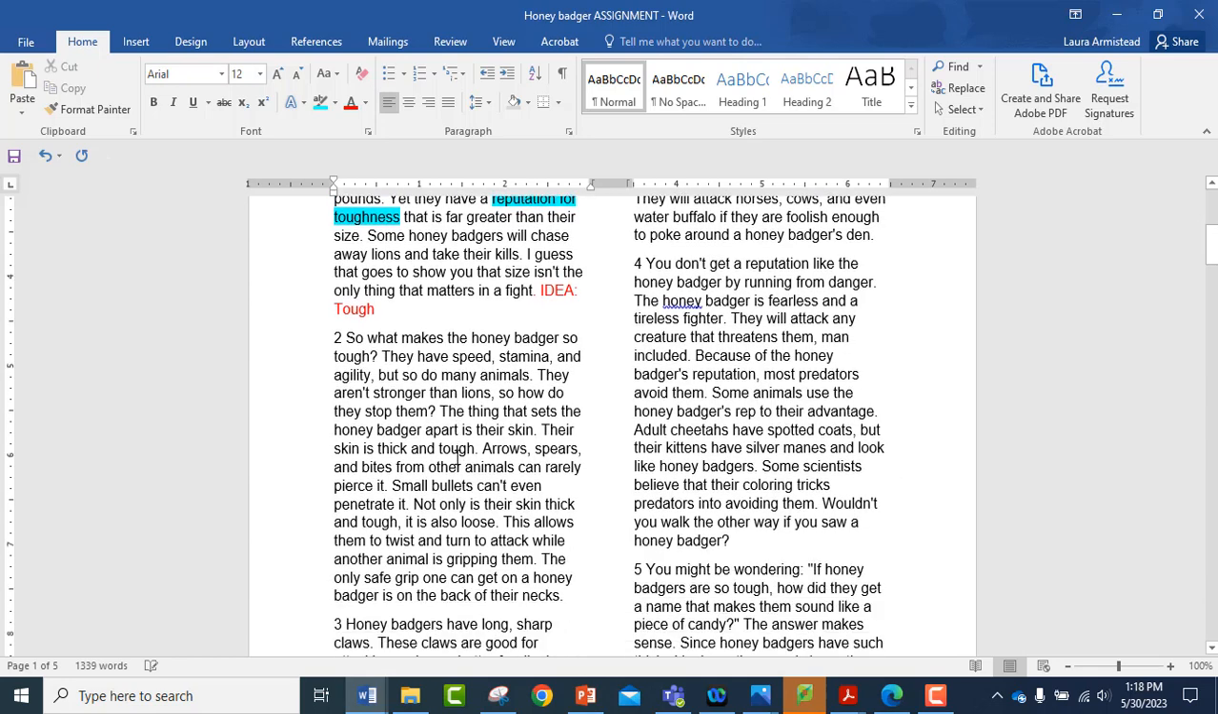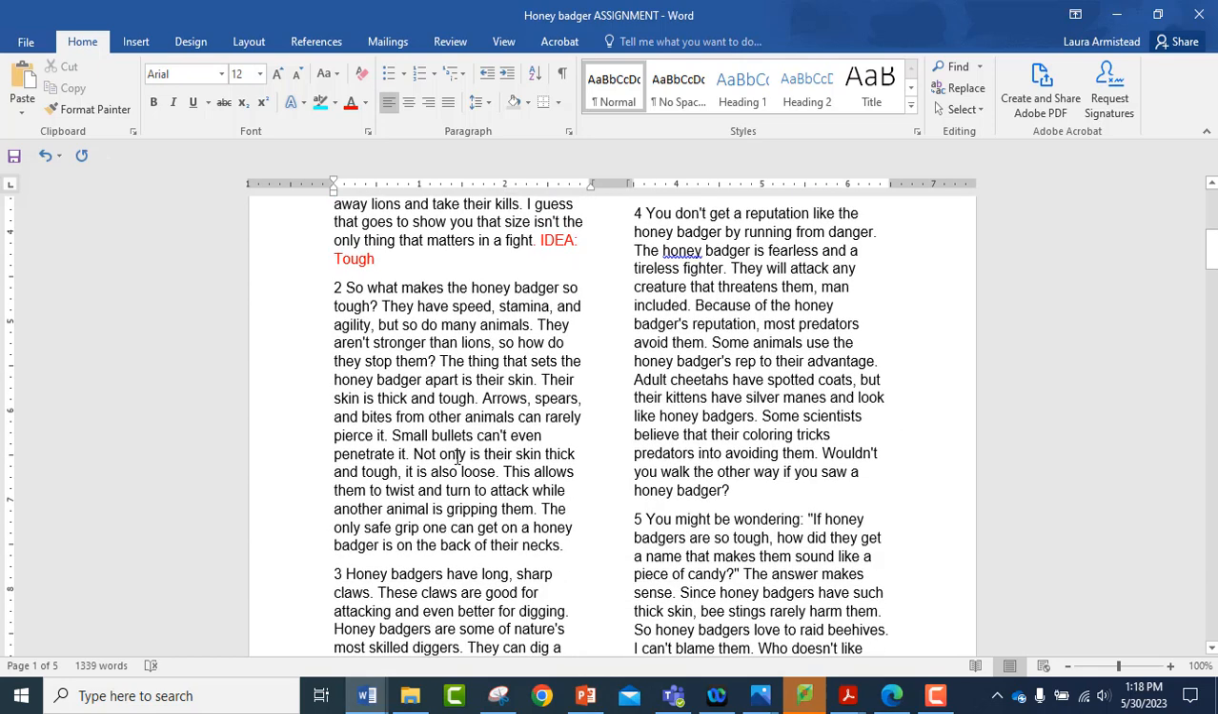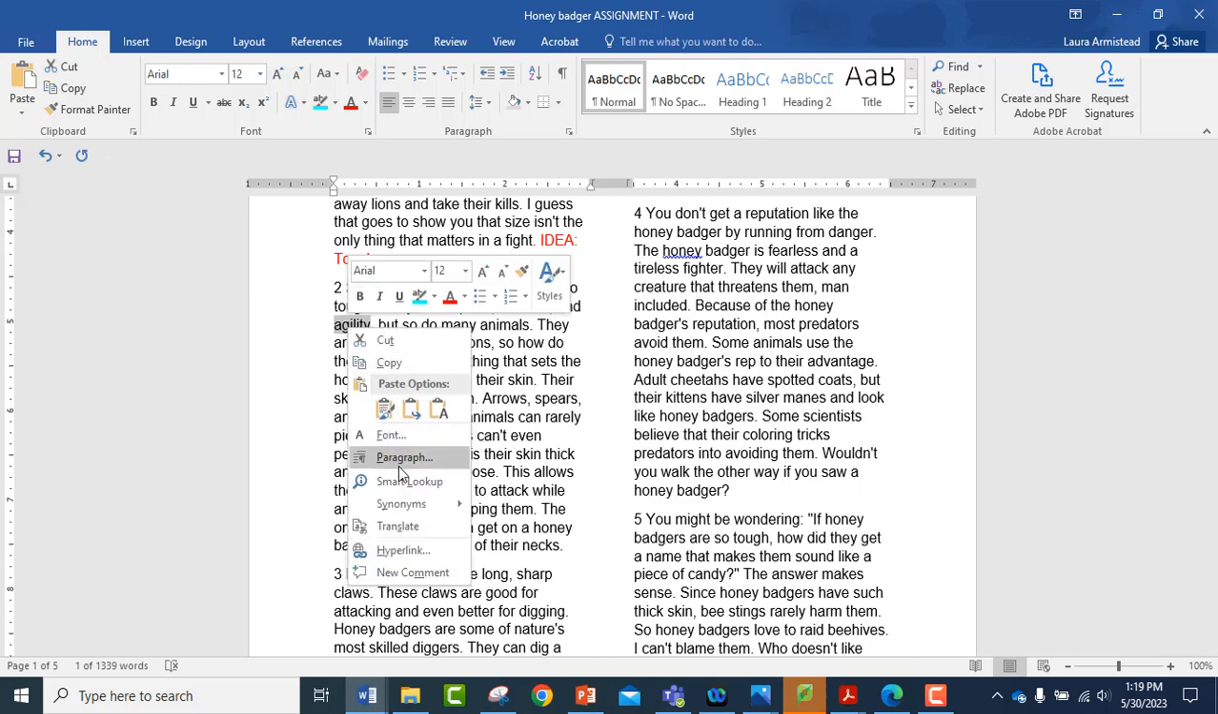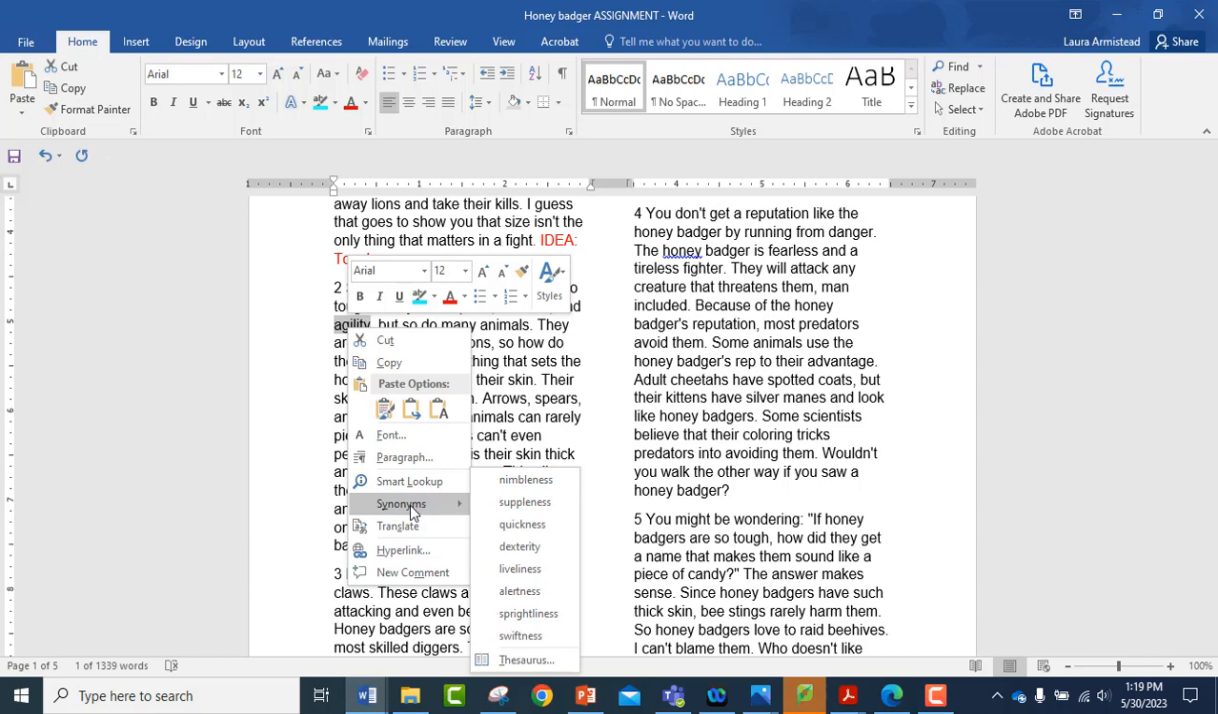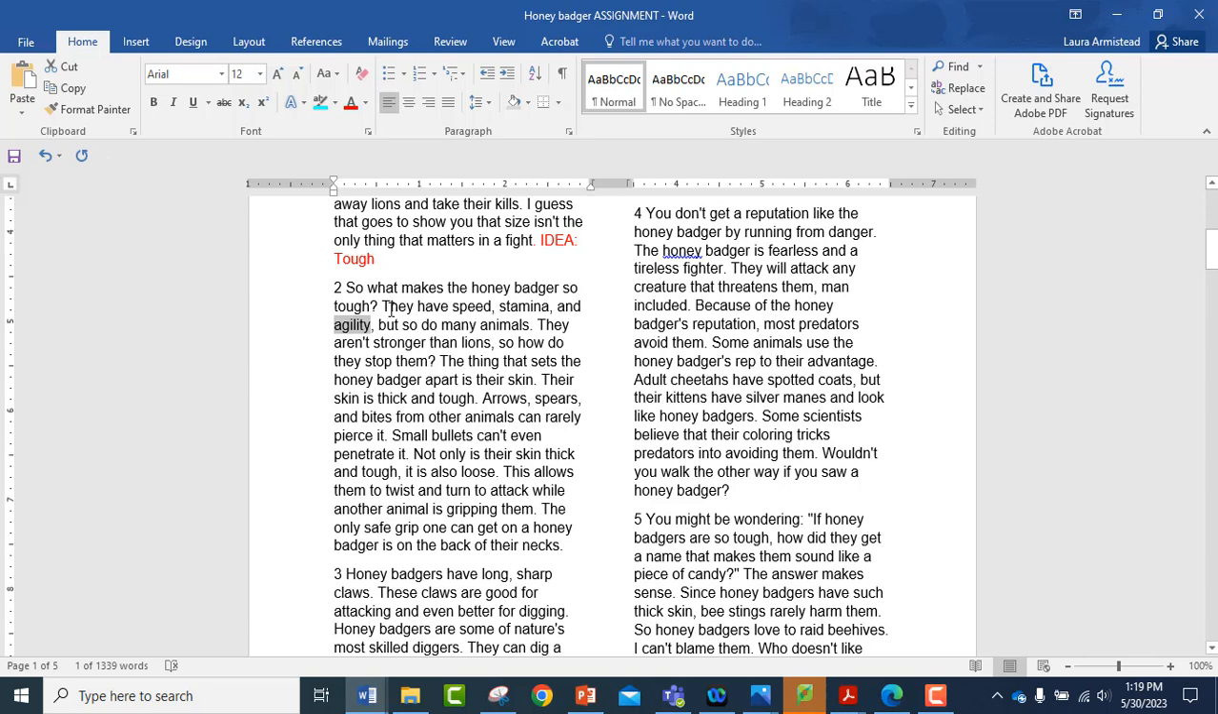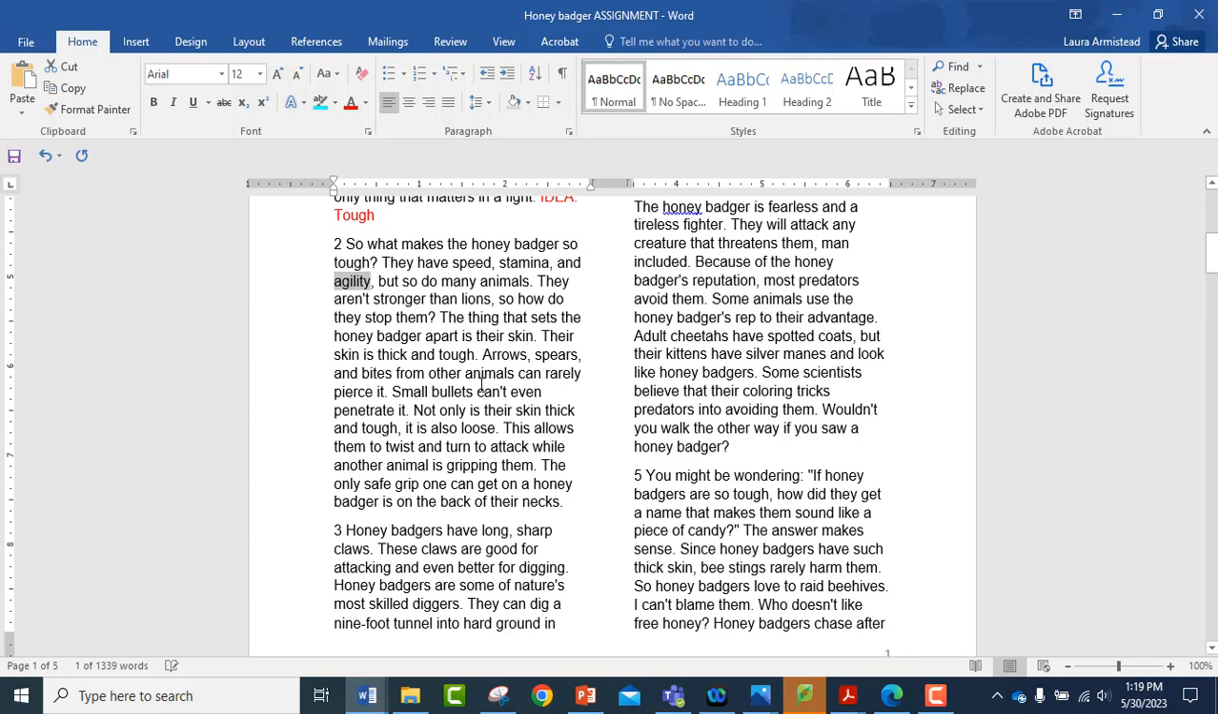Second paragraph. What makes the honey badger so tough? They have speed, stamina, and agility. Oh, agility. What does that mean? I can highlight it, right mouse click, and go synonyms. So it means nimbleness, quickness, liveliness. Okay, so it's fast. But so do many animals. They aren't stronger than lions, so how do they stop them? The thing that sets the honey badger apart is their skin.